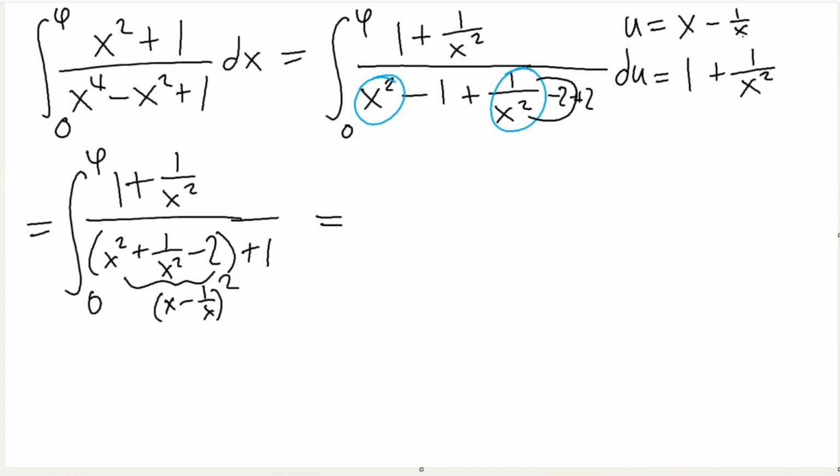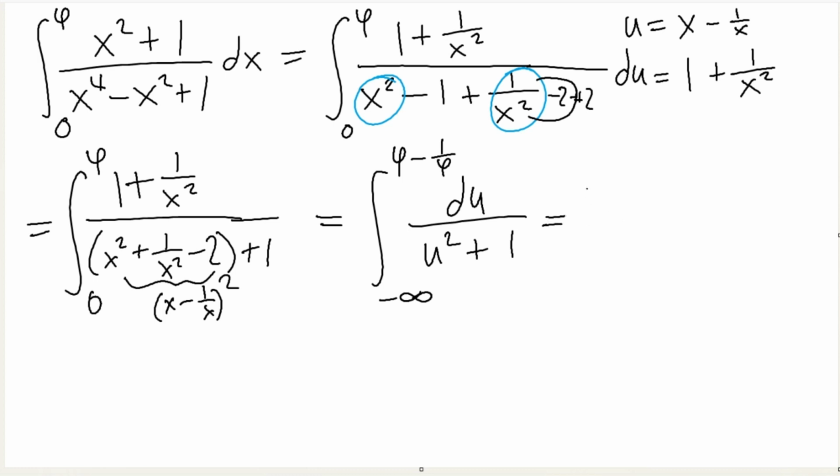Now we can do our u substitution. Let u equal x minus 1 over x. At the upper bound we get phi minus 1 over phi. At the lower bound it's 0 minus 1 over 0, that's negative infinity. And we get du over u squared plus 1. Wow, that's amazing. This ugly integral becomes an easy integral. This is just inverse tangent of u, from negative infinity to phi minus 1 over phi.